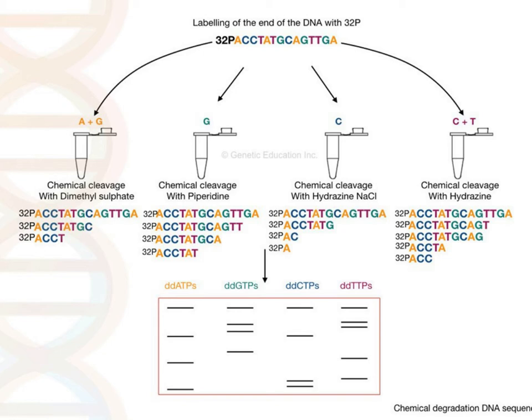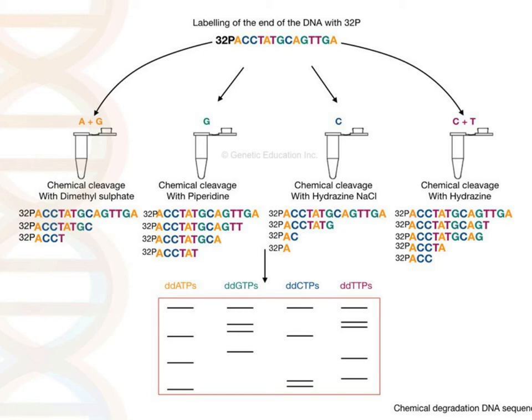And in the second tube, chemical cleavage with piperidine, which basically cuts and removes guanine from the sequence. And in the third tube, we have chemical cleavage with hydrazine and sodium chloride, which cleaves cytosine from the sequence. And in the last tube, the fourth tube, we have chemical cleavage with hydrazine, which cleaves the cytosine and thymidine combination. And the autoradiography of that sequence with the chemically treated sequence is here.